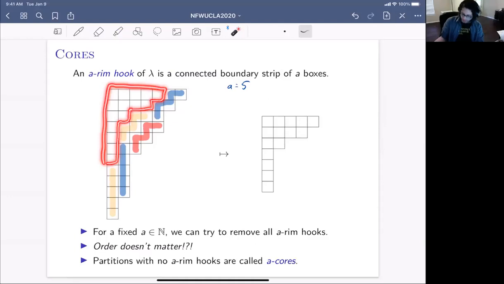It's a little bit weird. And the partitions with none of these rim hooks of some particular fixed size are going to be called cores, a-cores. Okay.